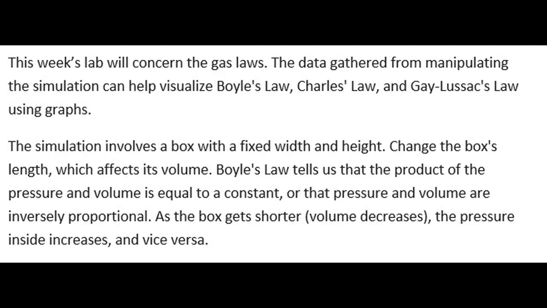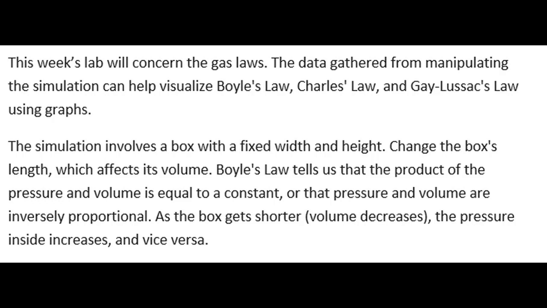This week's lab will concern the gas laws. The data gathered from manipulating the simulation can help visualize Boyle's law, Charles's law, and Gay-Lussac's law using graphs. The simulation involves a box with a fixed width and height. A change in the box's length affects its volume.